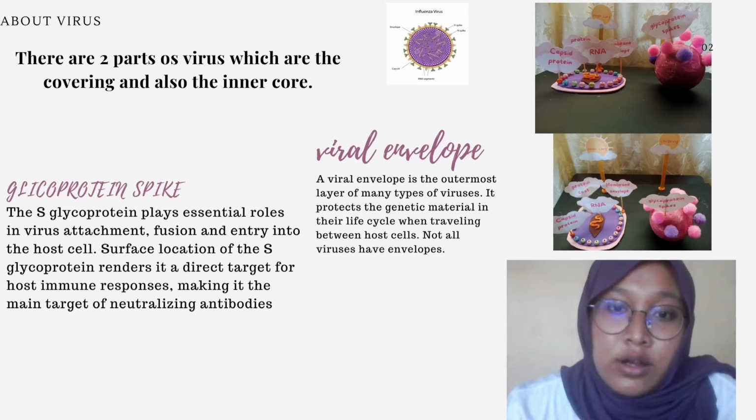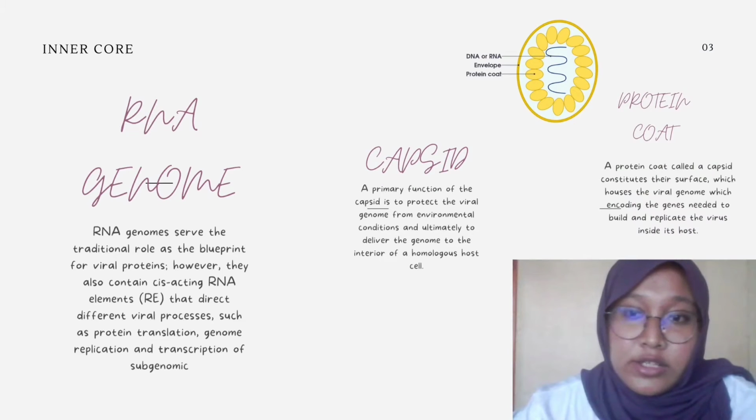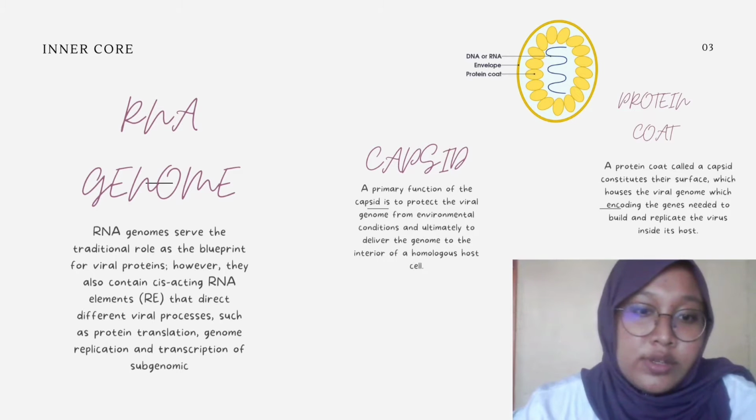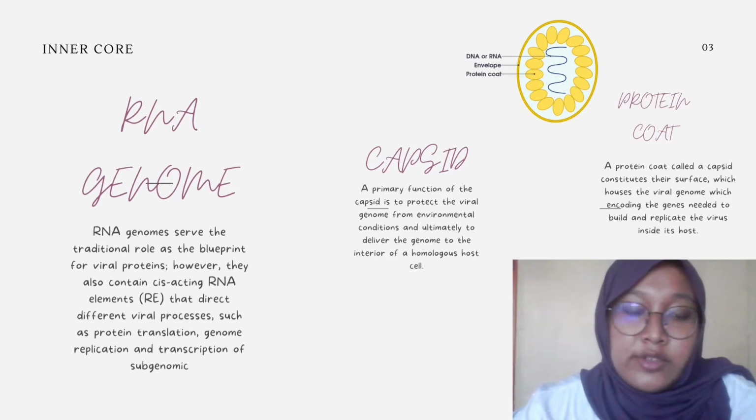So next is the viral envelope. The viral envelope is the outermost layer of many types of viruses. It protects the genetic material in their life cycle when traveling between host cells, but not all viruses have an envelope. So for the inner core, we start with the RNA genome. The RNA genome serves the traditional role as the blueprint for viral protein. However, they also contain cis-acting RNA elements, RE, that direct different viral processes such as protein translation, genome replication, and transcription of subgenomic RNAs.